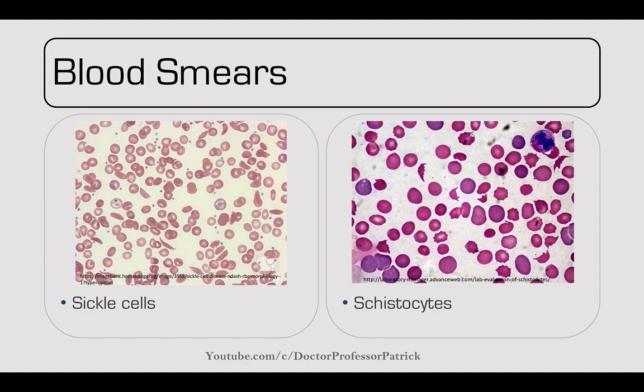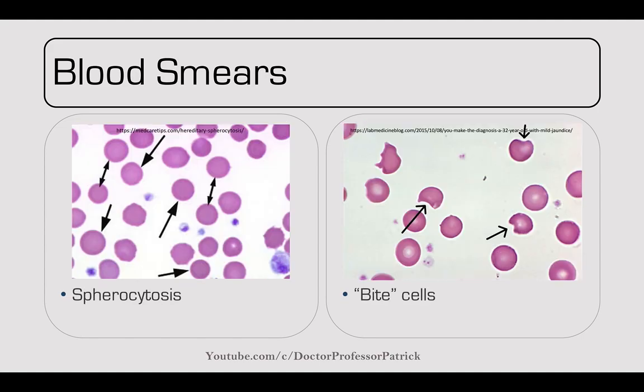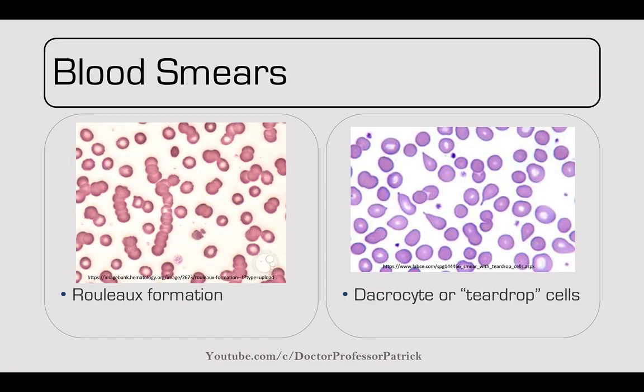Next, there's sickle cell disease. So you can see the sickled cells. And then schistocytes. These look like Portuguese man-of-war helmets. Spherocytes. These are very circular, and you can't see the biconcavity within the RBCs. Next are bite cells, where they look like little bites were taken out of the cells.